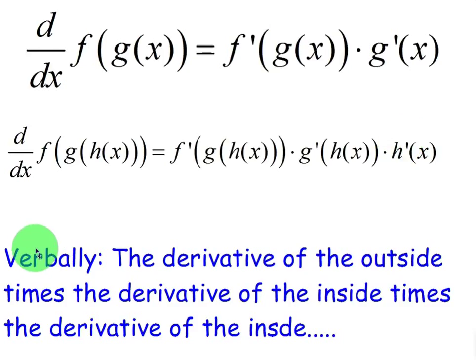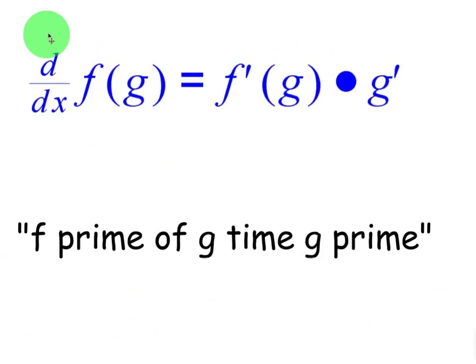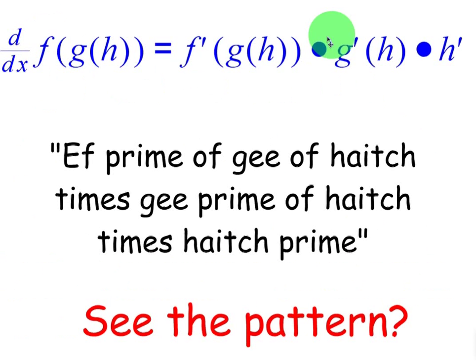So verbally, the chain rule states that the derivative of the outside times the derivative of the inside times the derivative of the inside of that. That's why it's called the chain rule. It's like a chain of events that happens when you take the derivative. For a 2-layer function, it's f prime of g times g prime. We already talked about that. For a 3-layer function, it's f prime of g of h times g prime of h times h prime. So do you see the pattern?